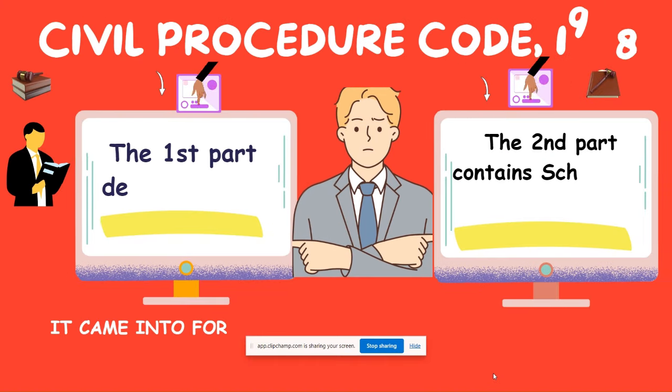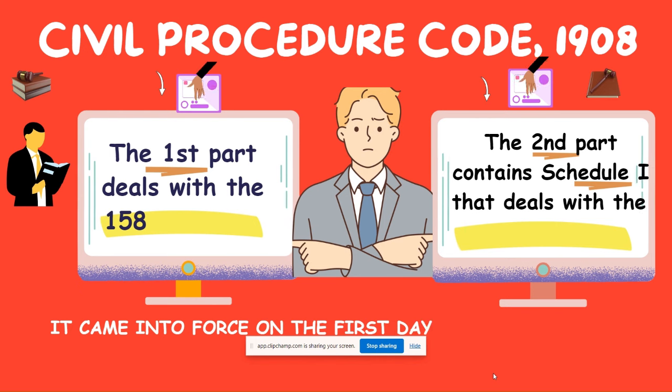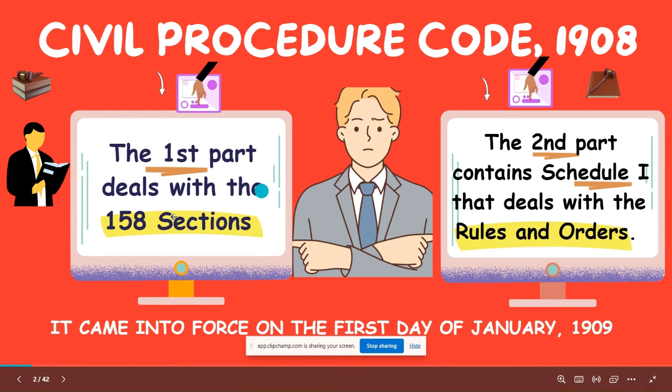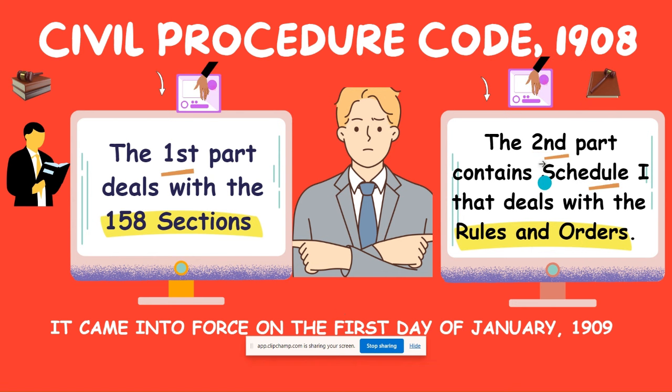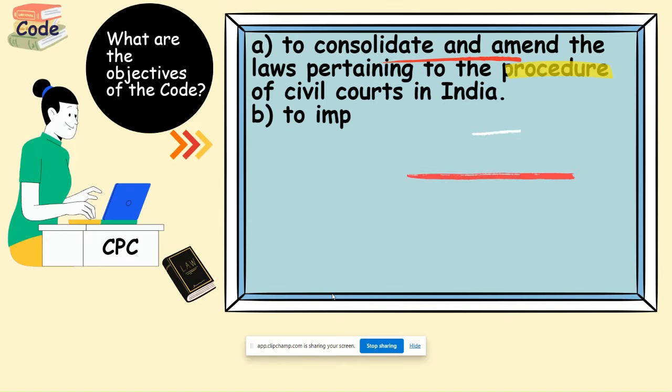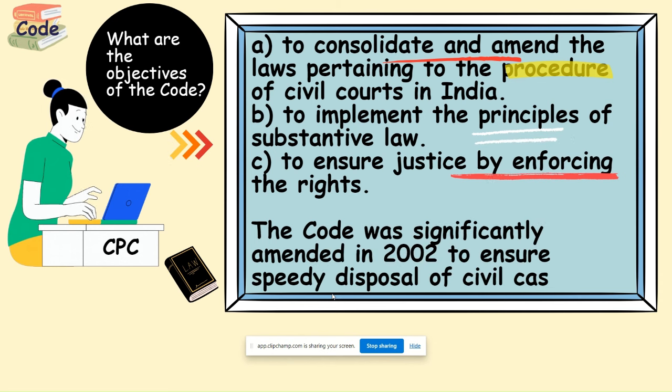The Code of Civil Procedure 1908 we can divide in two parts for easy understanding. The first part deals with 158 sections, and the second part contains Schedule 1 that deals with rules and orders. So far as the objectives of the code are concerned, the objectives are to consolidate and amend the laws pertaining to the procedure of civil courts in India.